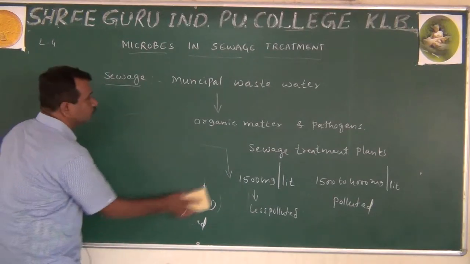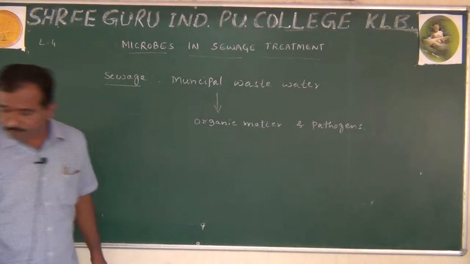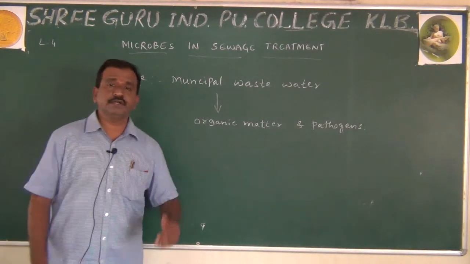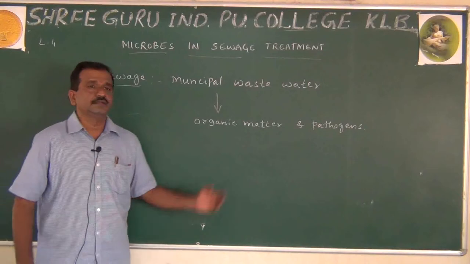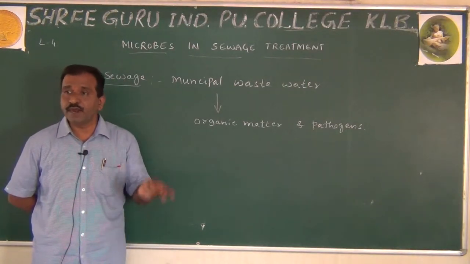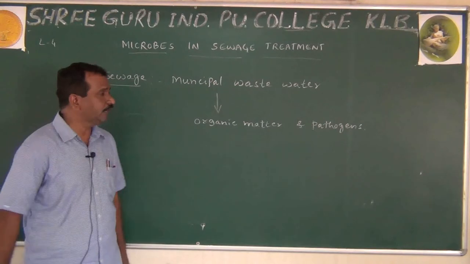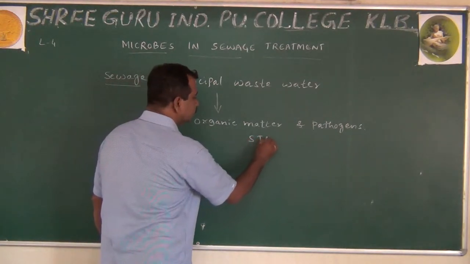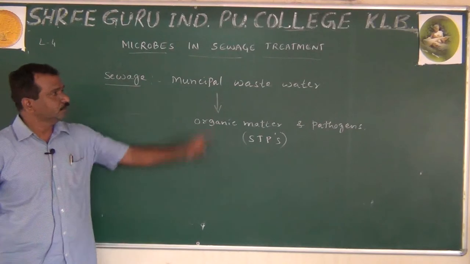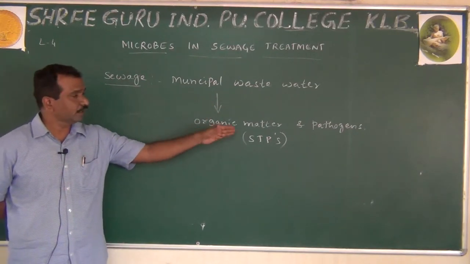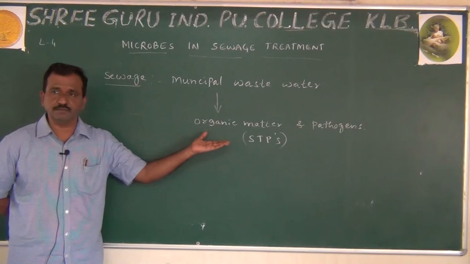Now we are going to start with the organic matter that we have observed in municipal waste. What will happen if you leave the sewage water into the rivers or the streams? The people who are living there drink the water, and ultimately they get waterborne diseases. To avoid that, before leaving it into the water bodies, we have to treat the sewage water with the help of sewage treatment plants. STP is the correct way to avoid disease. Municipal wastewater contains organic matter and pathogens, and an enormous amount of water is also there.